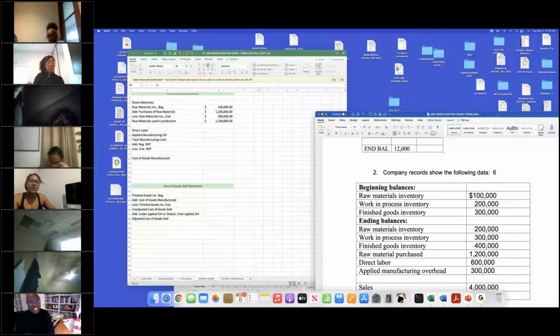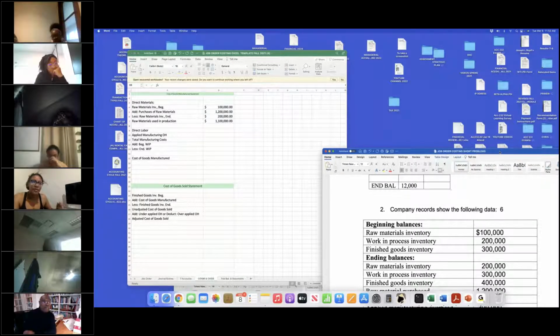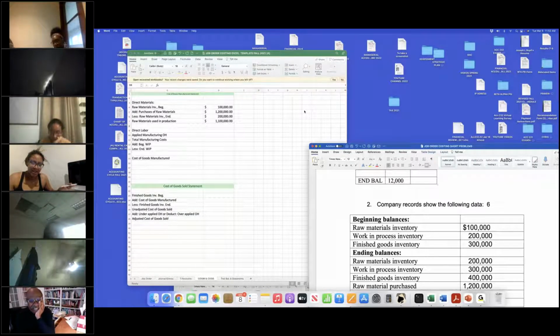You had 100,000 in the bank at the beginning of the period. You put 1,200 in. You got 200 at the end of the period. How much money did you spend? I spent 1,200. I had 100,000 and I spent 1,200, and you put 1,200,000 in, and now you got 200 left.